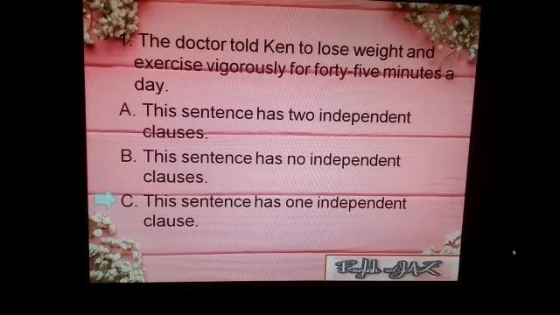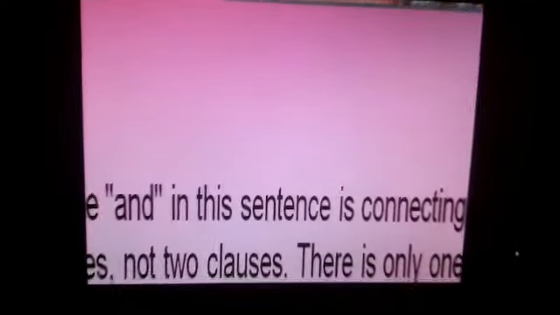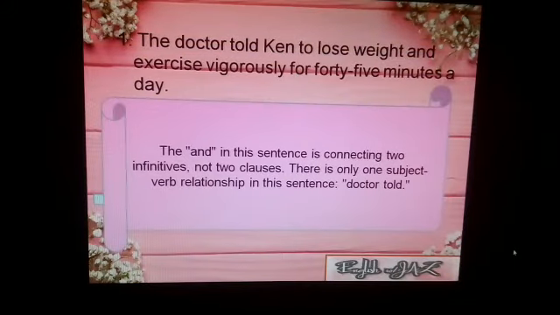So why is this the answer? The and in this sentence is connecting two infinitives and not two clauses. There is only one subject-verb relationship in the sentence: doctor told. So in this one, we only have one complete idea or sentence. Our subject is doctor and our verb is told, which makes it only one independent clause.